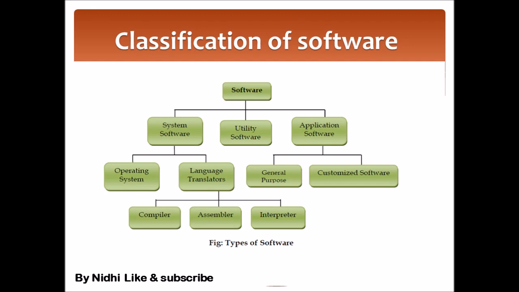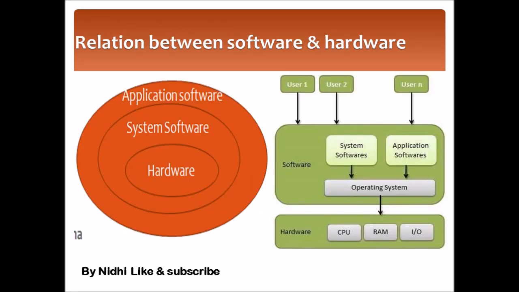See here, the relation between software and hardware is given. At the bottom, hardware resides, including the CPU, RAM, and input output that we have seen in the previous two chapters. Above hardware we install system software, which includes the operating system, language translators and other types of system software. And above system software, application software can be installed. All users always interact with the application software. So here you can see the relationship between hardware and software.